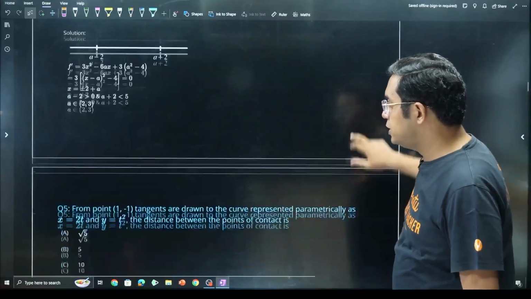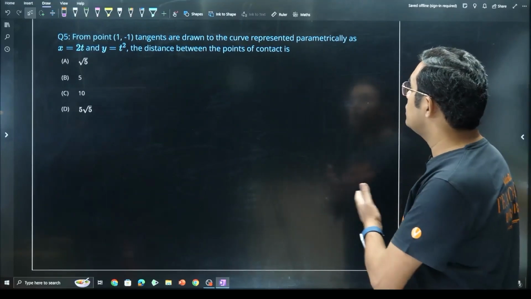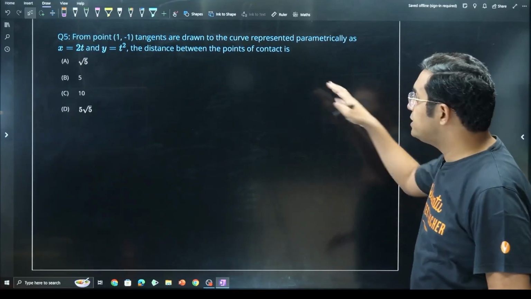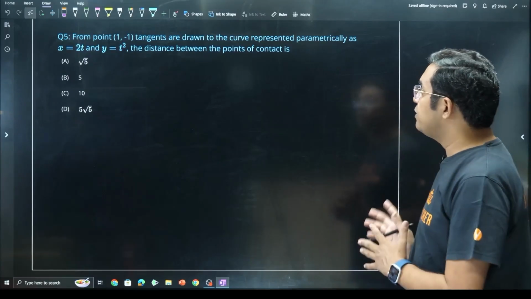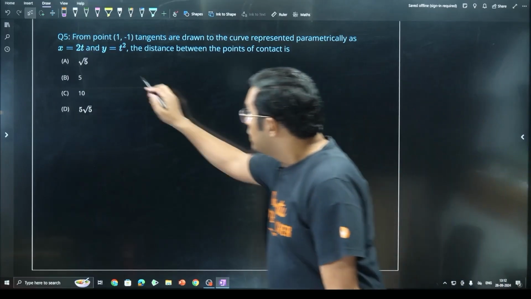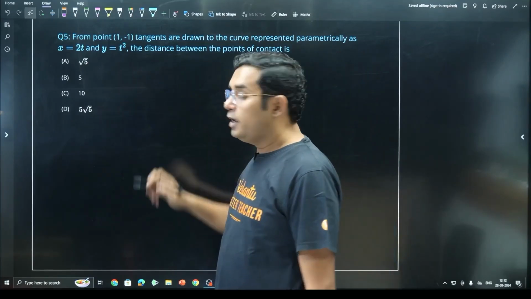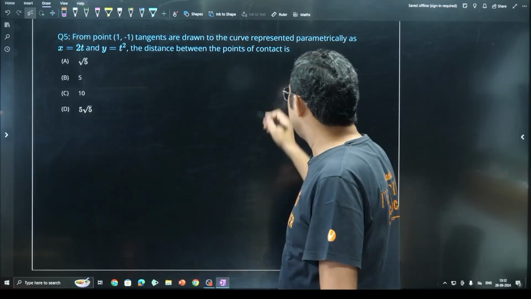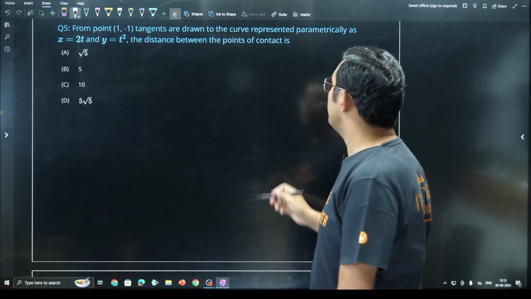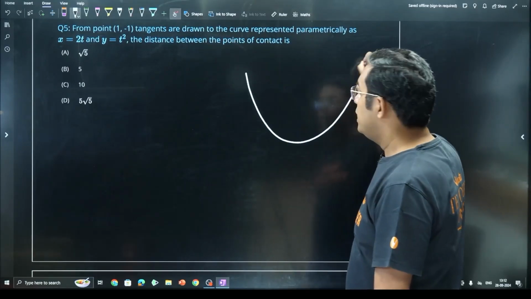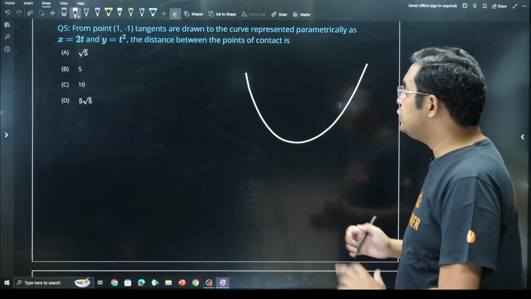Yeah, answer was C. From the point (1, -1), tangents are drawn to the curve represented parametrically as x equal to 2t and y equal to t square. Distance between the points of contact is. This is, I think, a parabola. You can see if you eliminate t, it will be a parabola, though it is not required, but still just to make a diagram, I will make a rough diagram only, that's the parabola. Okay, and it will be a right opening parabola, upward opening parabola, you can check.